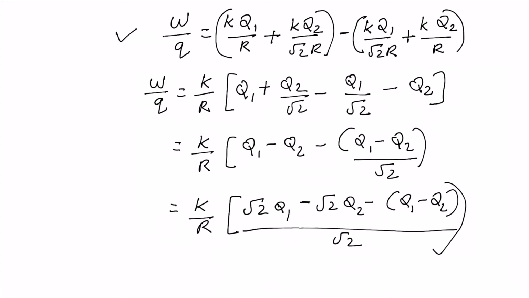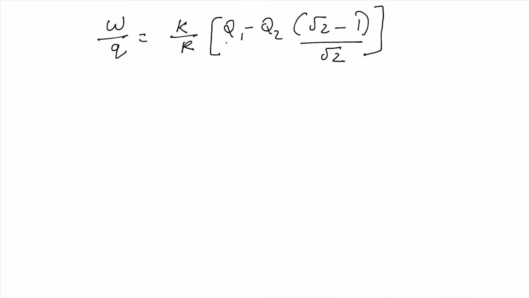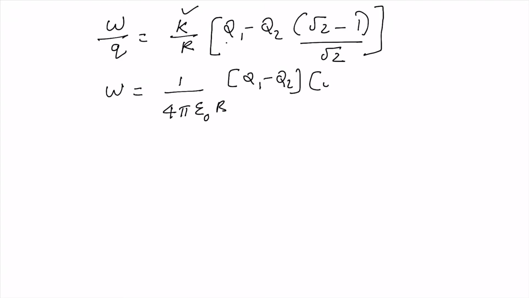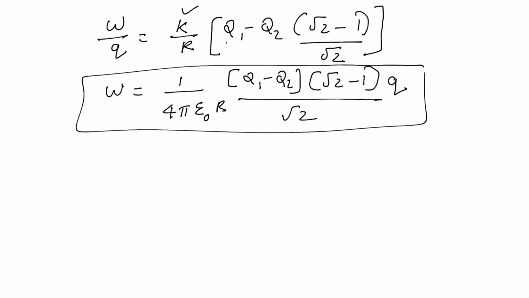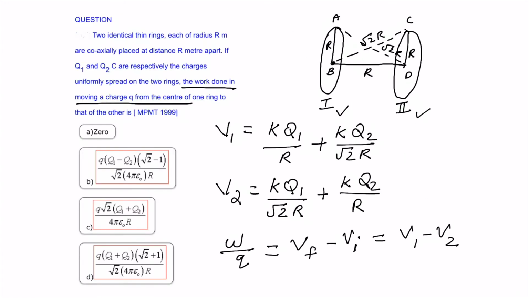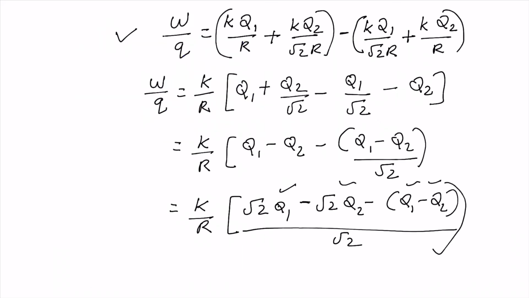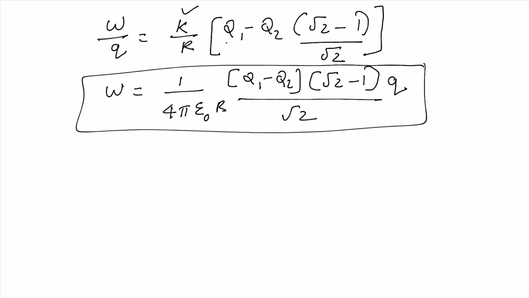As Q1 minus Q2 is common, I am taking it outside, so it should be like this. Now W is equal to K, I am substituting, it becomes 1 by 4 pi epsilon 0 R, then Q1 minus Q2, then root 2 minus 1, then all divided by root 2 into Q is the work done. Now we can check the options. See option number B, you can see same, right? Okay, so option number B is the answer.